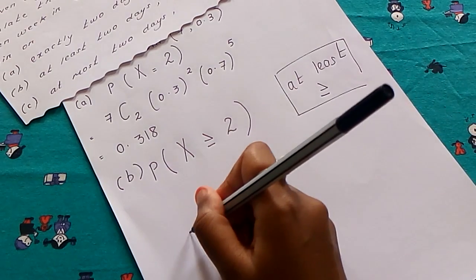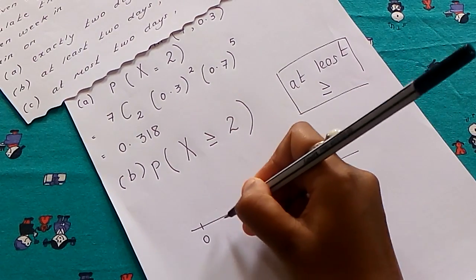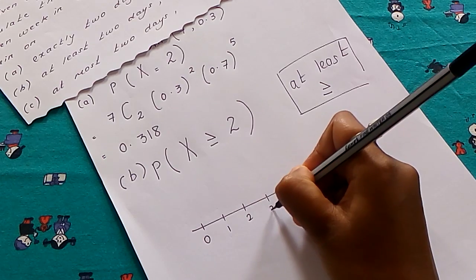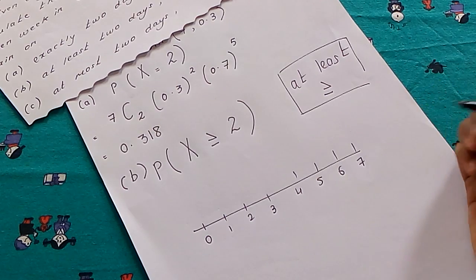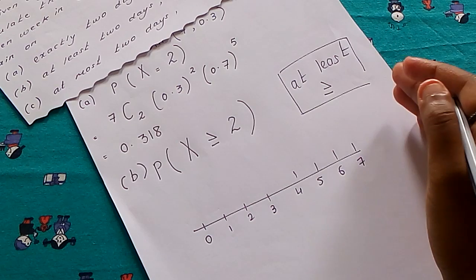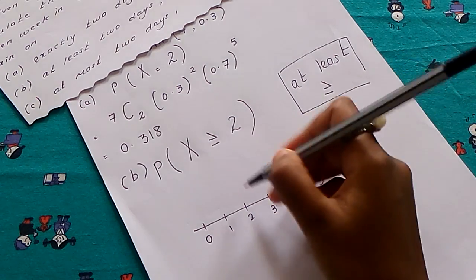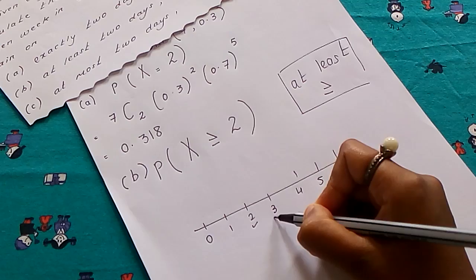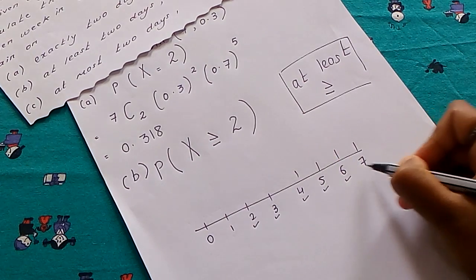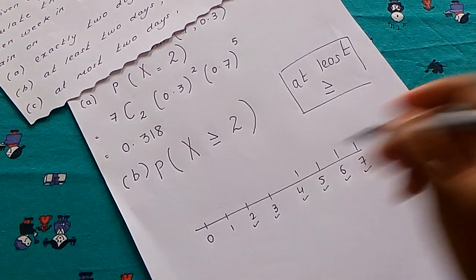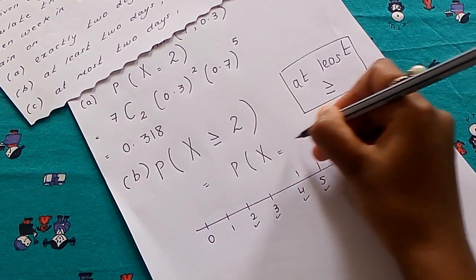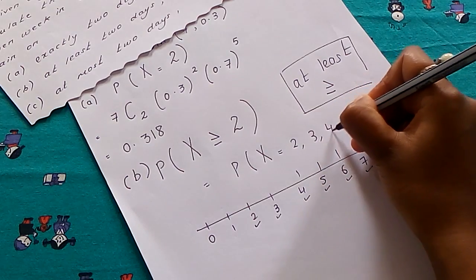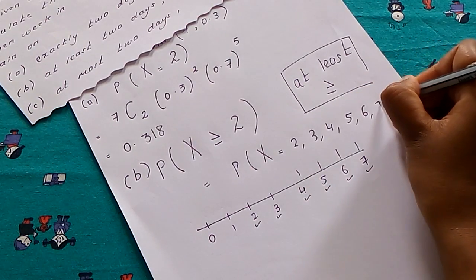Now if I draw a number line, I have 0, 1, 2, 3, 4, 5, 6, 7. So it says at least 2. It should be greater or equal to 2. So we need to consider 2, 3, 4, 5, 6, 7. So it means we need to calculate the probabilities for X is equal to 2, 3, 4, 5, 6, 7.